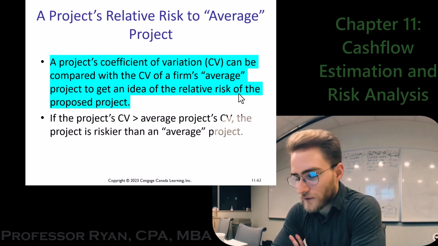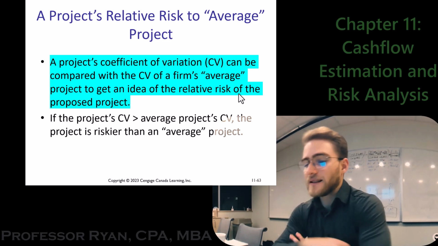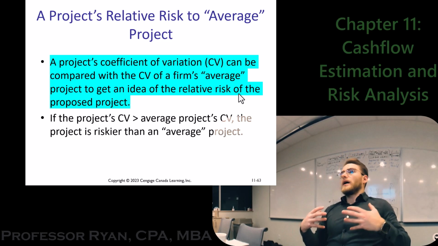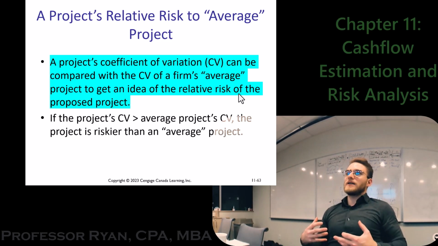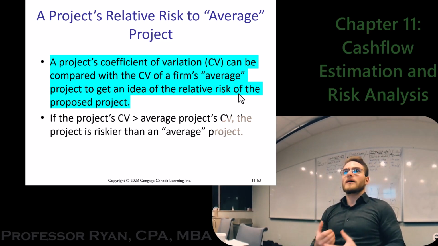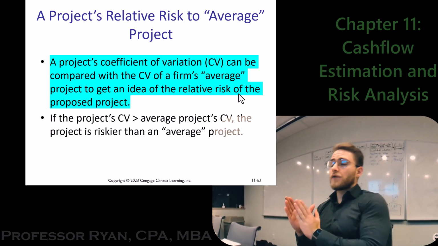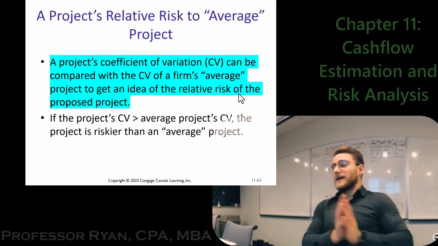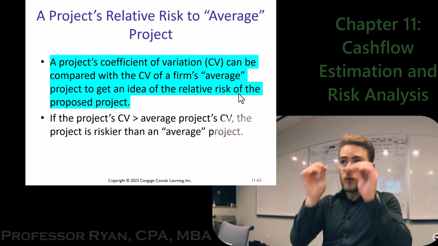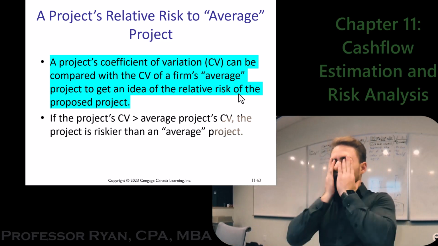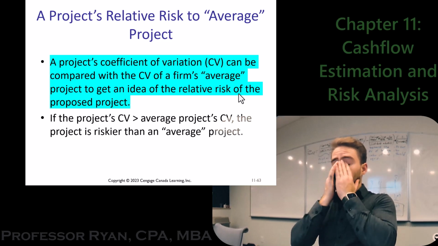So a project's coefficient of variation can be compared to the coefficient of variation for a firm's average project to get the idea of the relative risk. If you were in my Finance 1 class, we talked about stocks and risk. Over 40 stocks, you've almost eliminated business risk and you are down to market risk, so you're no longer worried about your investments really going down.